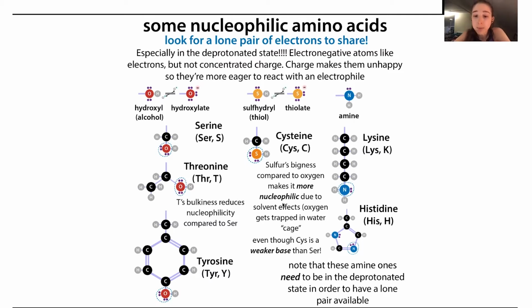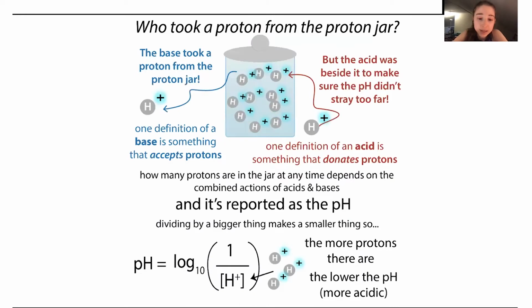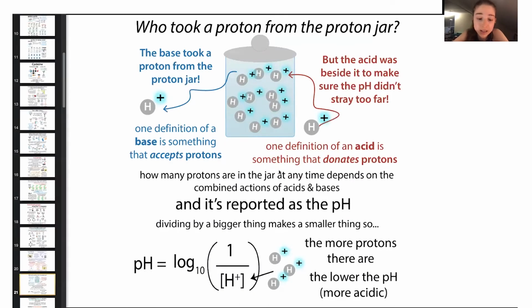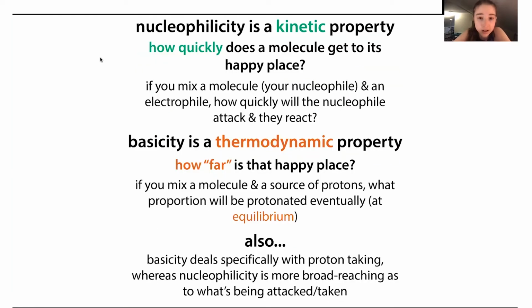And this is happening, so the solvent effect makes it more nucleophilic, but at the same time, it's a weaker base than serine. So by base, I mean bases when we're talking about stealing a proton. There's more on this in the post that I did before. There are actually some other differences, like nucleophilicity is a kinetic property, so how quickly these things happen, and thermodynamics is how far, so at equilibrium, how much of it would be protonated versus deprotonated at a certain pH.